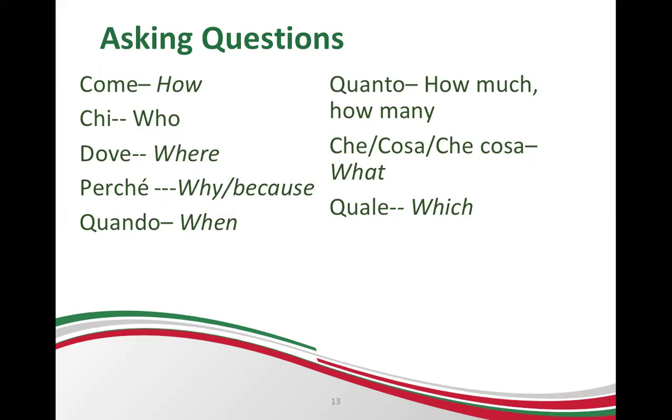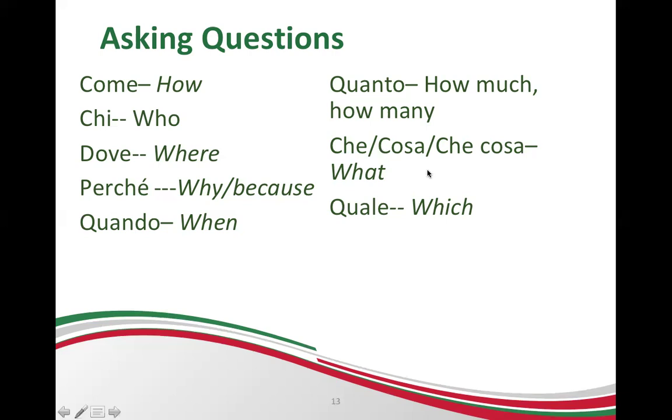Chi, which is who. Dove, which is where, and we have that di dove sei, of where are you. Perché means why, and it means because. So think of your mom. Why? Because. Quando, when. Quanto, as in quantity, is how much and how many.